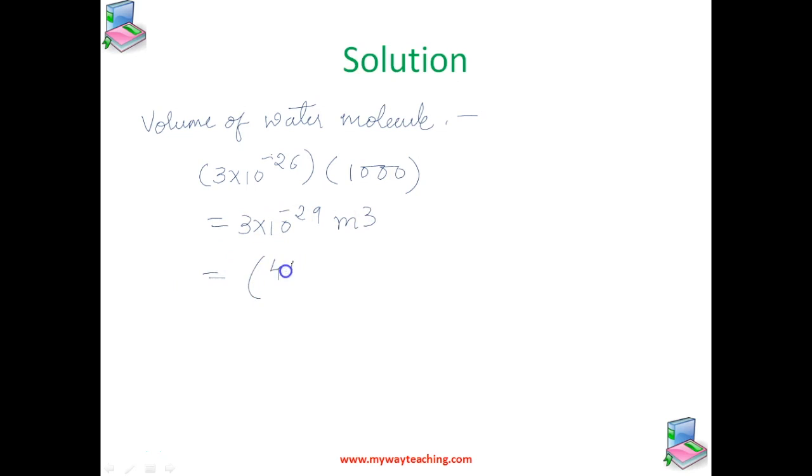In other words, we can write it as 4 by 3 into pi radius cube. So the radius is approximately how much? 2 into 10 raised to minus 10 meter, that is 2 angstrom. Okay.